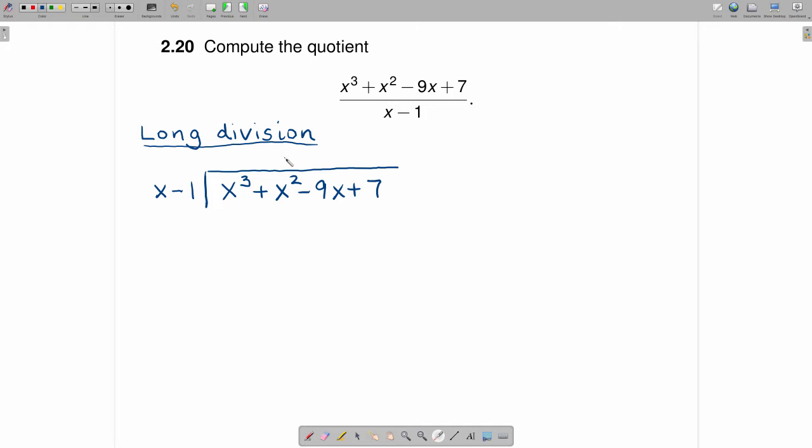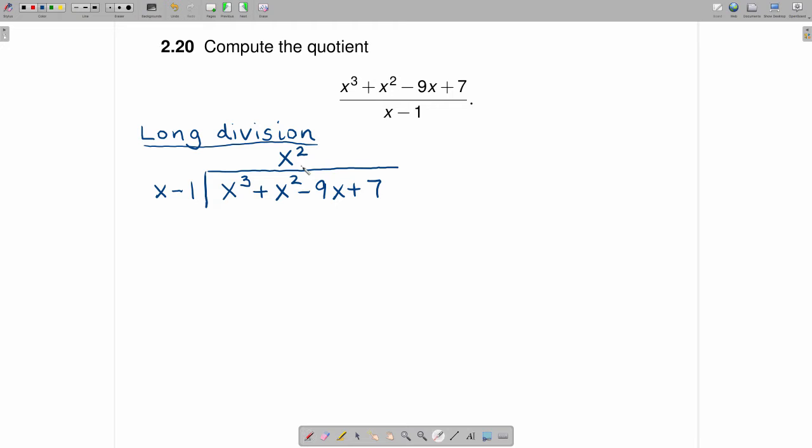The first position to fill in the long division is this position right here, and we ask ourselves, what do we have to multiply x minus 1 by to eliminate the x cubed term here? And the correct value to put in there is x squared, and here's why.